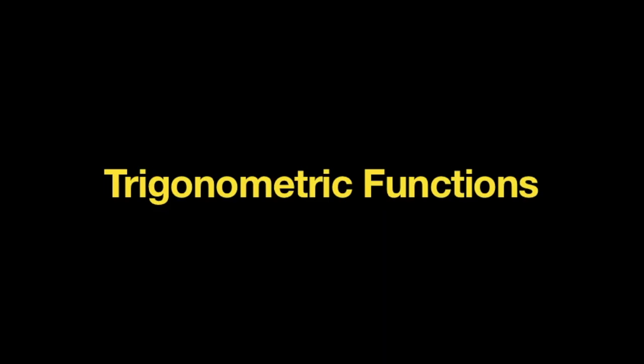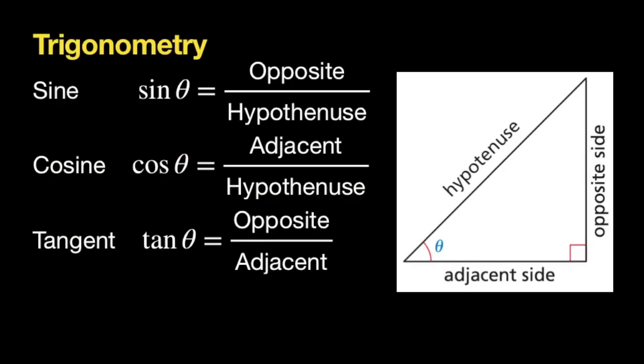So we're going to be talking about trigonometric functions. In geometry, you were introduced to the three main trigonometric functions, which are sine, cosine, and tangent. And sine, if we are using angle theta right here, sine of angle theta is going to be equal to the opposite side divided by the hypotenuse.